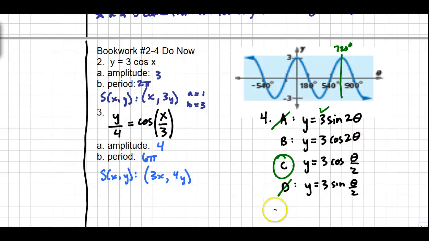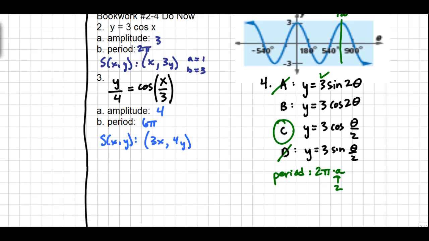I know that that's a little bit confusing, so I'm going to go ahead and write that out for you. So the period got doubled. And remember that the period is 2 pi times a. And I want that period to be 720. Or if we did it in radians, 4 pi. So in order for this to turn into a 4 pi, my a needs to be a 2.